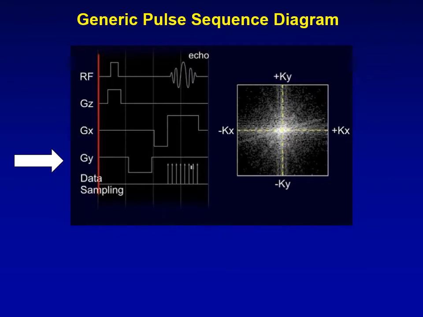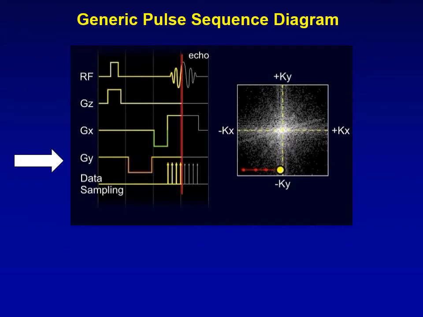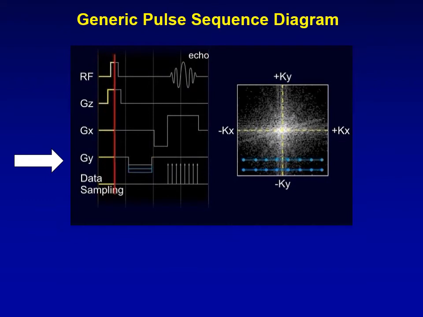Let's play this video. So there's the gradient Y applied, followed by the gradient X. Next, there's an incrementation in the Y gradient, and the same thing with X. Another line in k-space is filled. Then the Y gradient is incremented again.